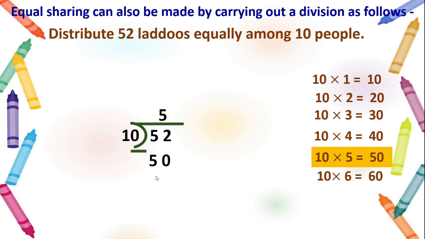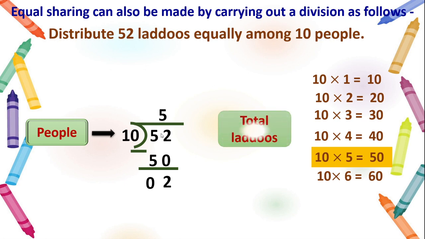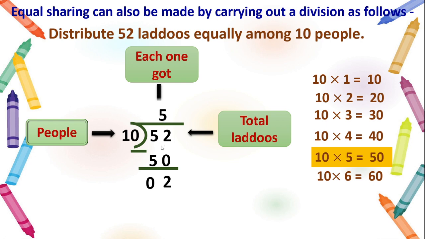Now minus, take away 50 from 52, we will get 2. Right? Now here 10, that is people. Here 52, total laddus. 5. Each one got 5 laddus, correct? And how many laddus left? 2. Isn't it? Okay.